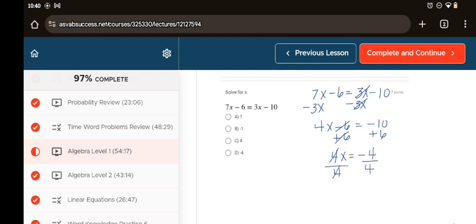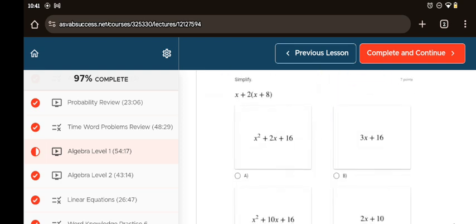Now I'm going to divide by 4 because I want to get rid of this. And 4 divided by 4 is 1. We keep the negative. So our answer here is x equals negative 1. All right, it's looking good, guys. Let's keep going. Okay, so this question is actually really interesting because it doesn't have a sign here.